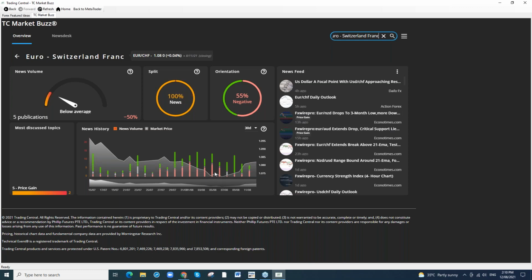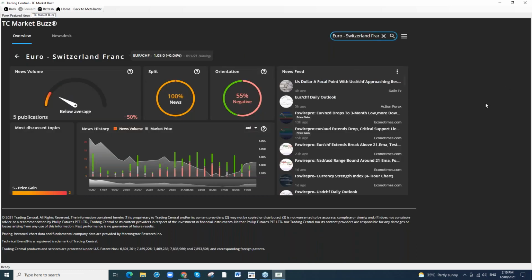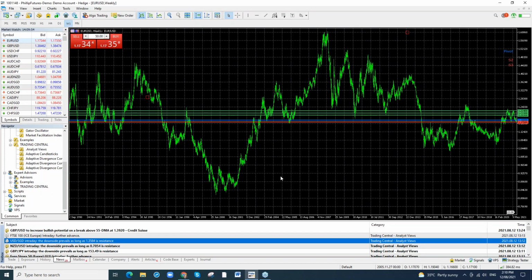So that's one of the examples of how you could use our tools. You can search for ideas here. You can check what the market and the news are saying about this particular asset. And you can also double check the prediction of our analysts using the analyst views indicator or one of the articles published in the news section on the MT5 platform.